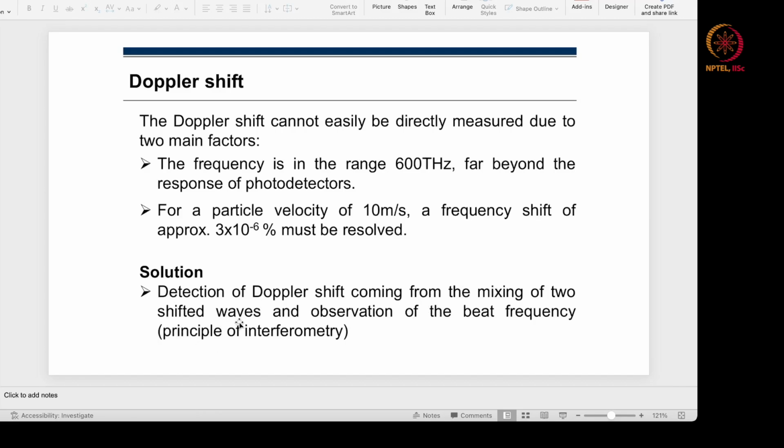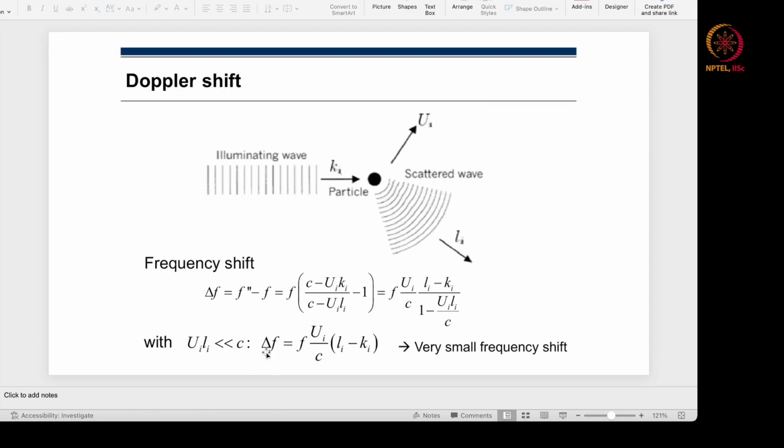So you mix two waves from two lasers and you observe the beat frequency, which is basically the principle of interferometry. You use the beat frequency to measure what the velocity is going to be. This expression is nice because if we were able to measure this frequency shift, your velocity is automatic. You know the direction at which you are measuring the scattering.